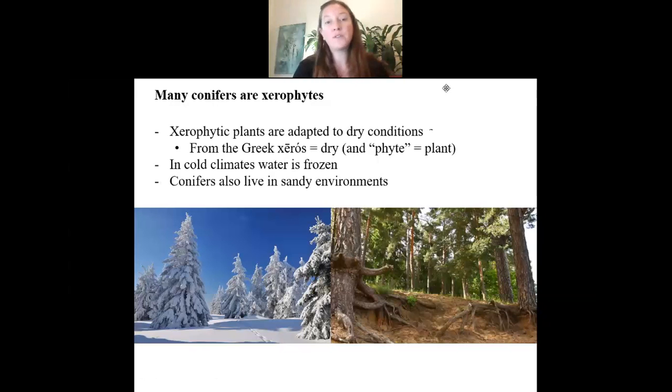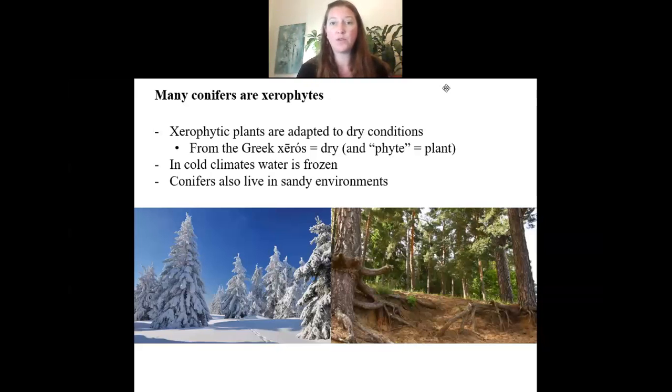So conifers dominate the circumboreal forest, but they live in other places all around the world. They're very common in our area. If you even just walk around campus, you'll see a ton of conifers. That's why we included them in the campus tour in the first class. But conifers tend to live in very dry areas. So we call them xerophytic plants.